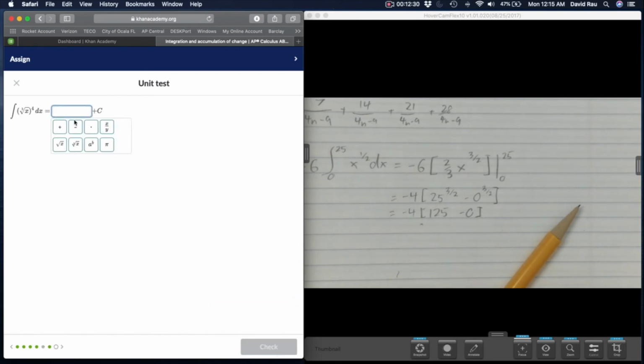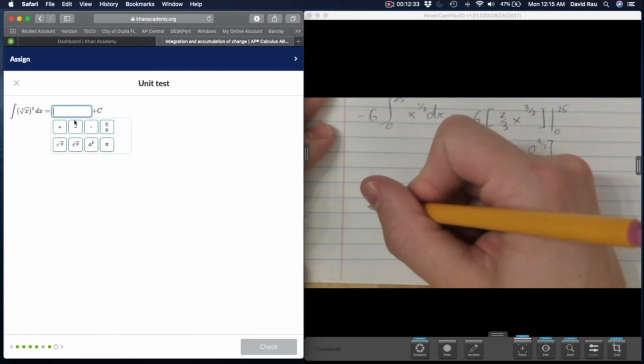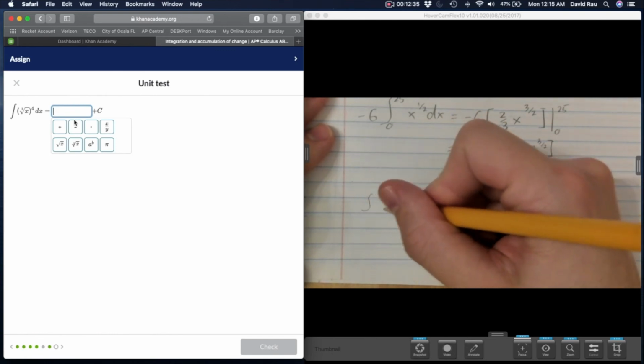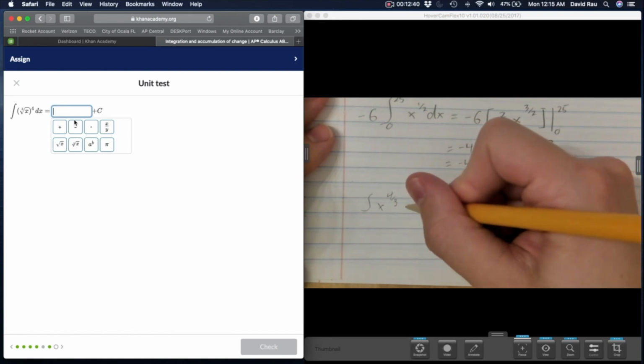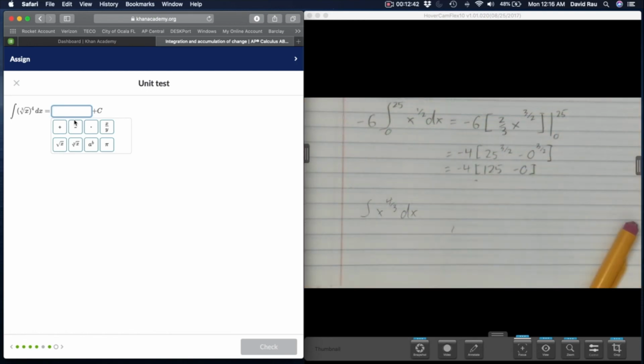All right, same idea again, actually. Just make sure you think about this as the integral of x to the 4/3 before you start integrating this. And again, that means you're going to have to increase the power by 1, so add 1 to 4/3, which is 7/3.